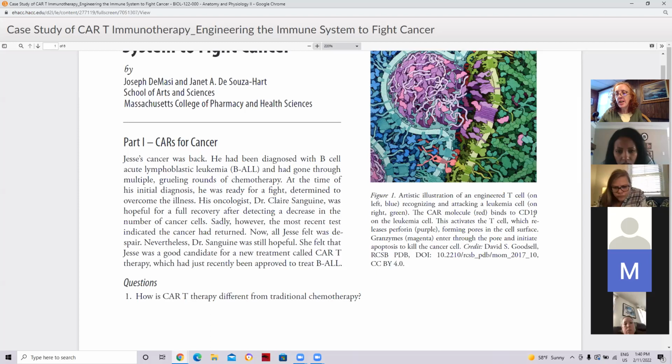What do you think this CD19 is? Do you think it's a protein? Okay, so looking at this, an illustration of an engineered T cell recognizing and attacking a leukemia cell. The CAR molecule binds to the CD19 on the leukemia cell. This activates the T cell. That's it. Remember what CD19s are. They're glycoproteins. It's a protein.